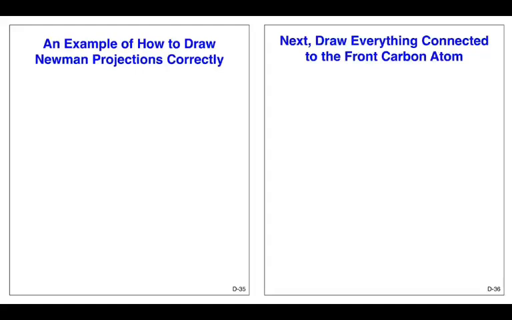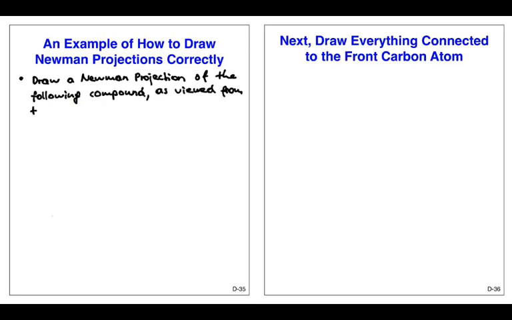Hi, so in this video we are going to learn some tricks on how to correctly draw Newman projections. We're going to do this with the example of a typical exam question, and a typical exam question would be something like, draw a Newman projection of the following compound as viewed from the angle indicated.